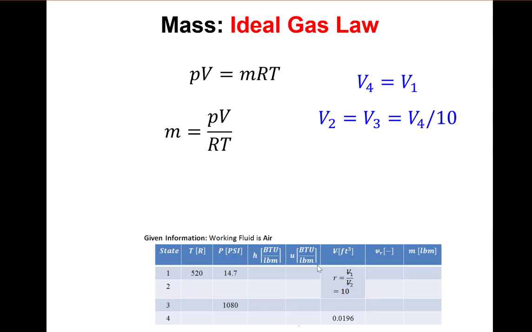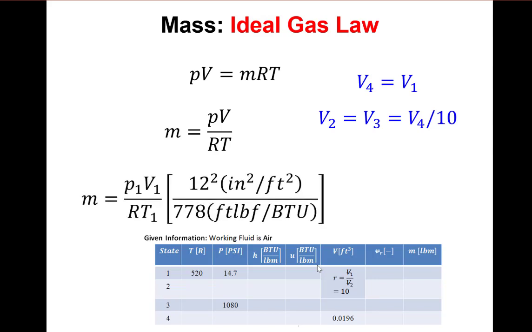But now I can also, if I wanted to, on my table fill in the other volume, right? Because that's going to be V2 and V3, and it's going to be V4 divided by 10. So now, whenever you use just the base level of the ideal gas law, you always got to worry about your units, right? Because it's probably going to be a pain, especially if it's imperial, because your pressure is going to be in PSI, your volume is probably going to be in cubic feet, right? So you got to do some stuff.